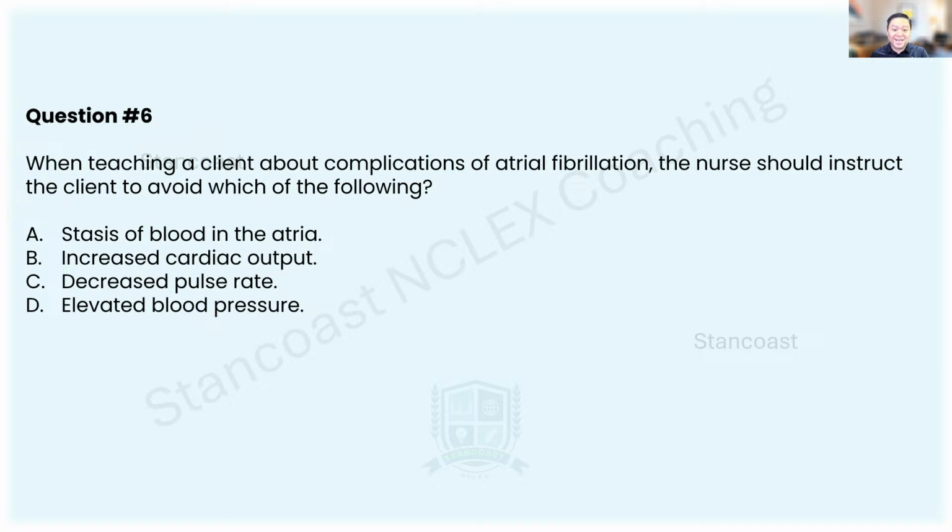When teaching a client about complications of atrial fibrillation, the nurse should instruct the client to avoid which of the following? A, stasis of blood in the atria; B, increased cardiac output; C, decreased pulse rate; D, elevated blood pressure. Let me read it again. What is the answer?